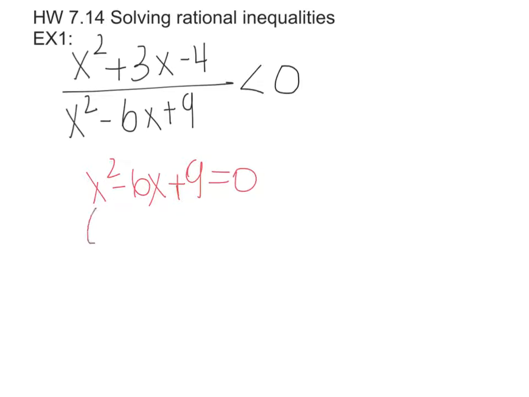So I'm going to factor this out. And I get x minus 3 equals 0. So that makes my critical value x equals 3. I'm going to keep this here because that's going to be important for us to come back to in a little bit.